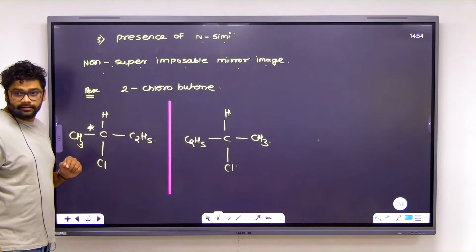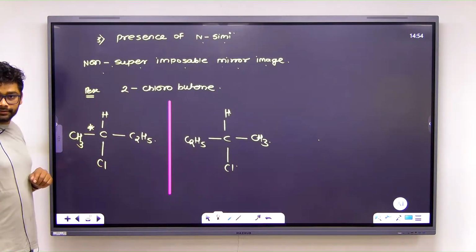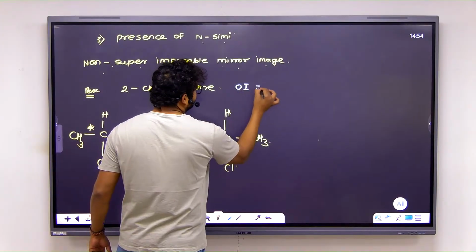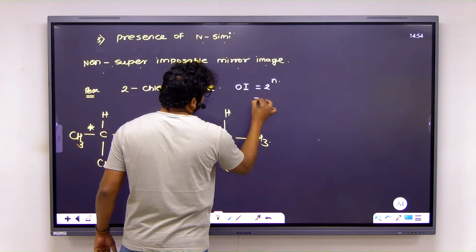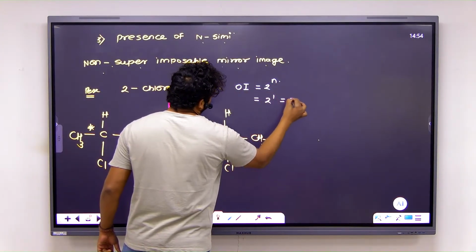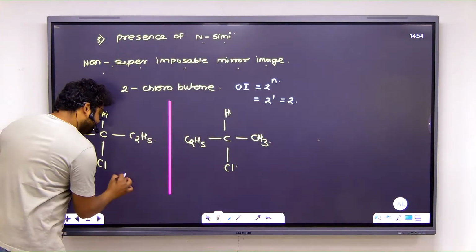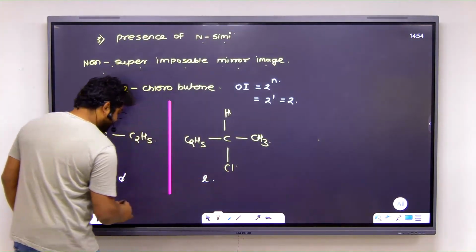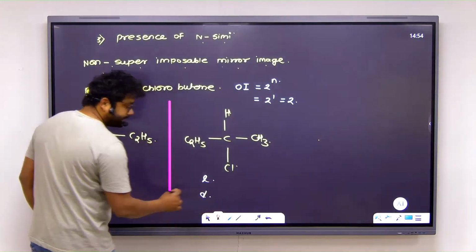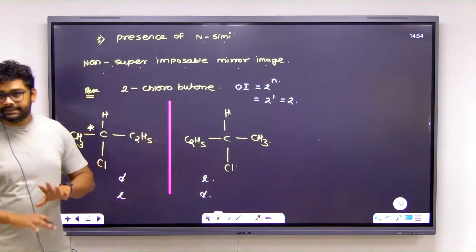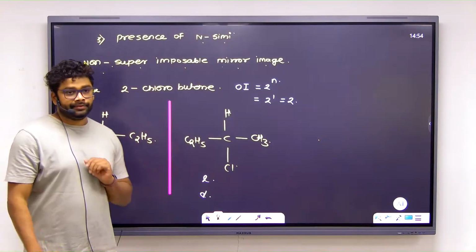Now, how many chiral centers in the 2-chlorobutane structure? 1. So how many optical isomers? 2 raised to n, so 2 raised to 1. What is the answer? 2. One is dextro, another is levo. You can call this one levo and this one dextro, no matter. Nobody knows which is dextro and which is levo. This is a theoretical concept right now.